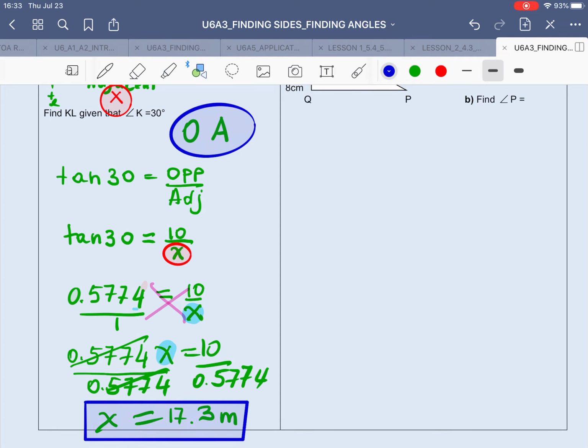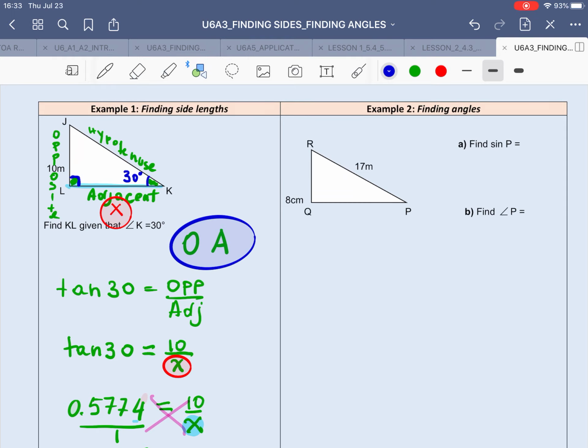Okay, so remember again, the steps. Number one, let me write this down: put all the numbers on the diagram. And these steps are the same for both finding angles or sides. It doesn't really matter. Number 2, label the sides in relation to the given angle.